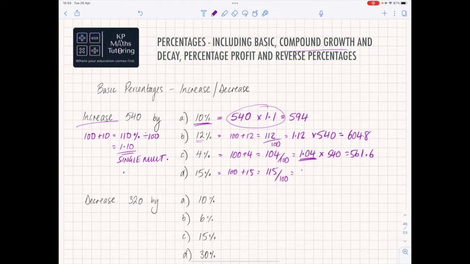Divide it by 100, 1.15. Times that by 540. So 1.15 times 540, and you get 621. So that's how you can do it with a single multiplier. If you understand this idea of a single multiplier, it will really help you.